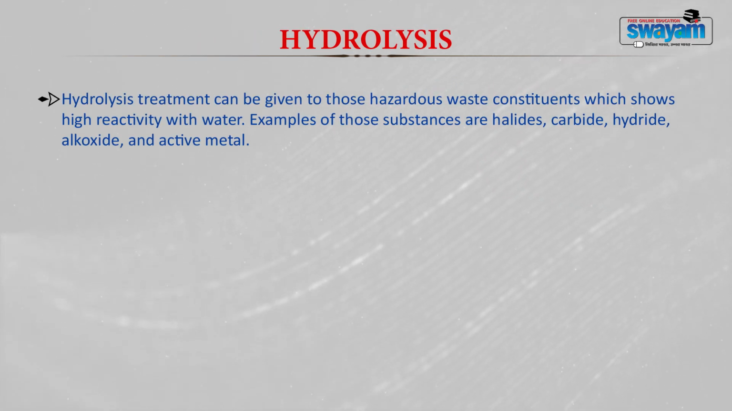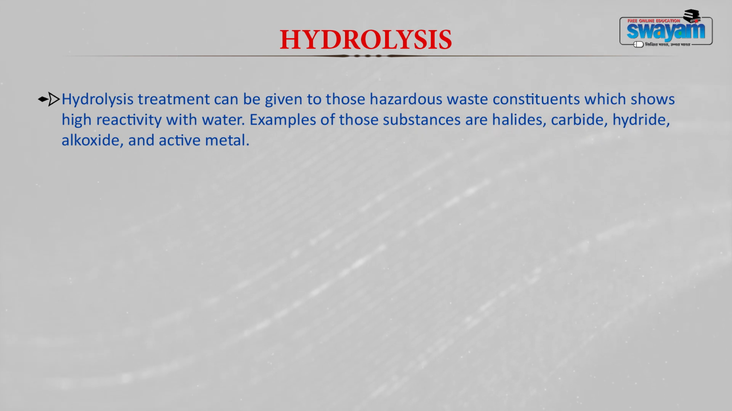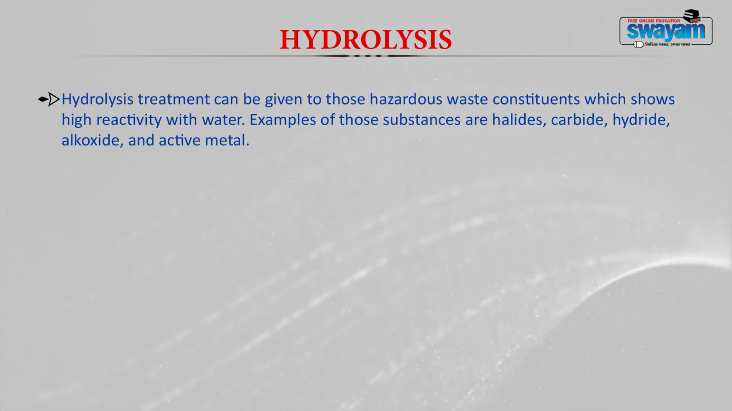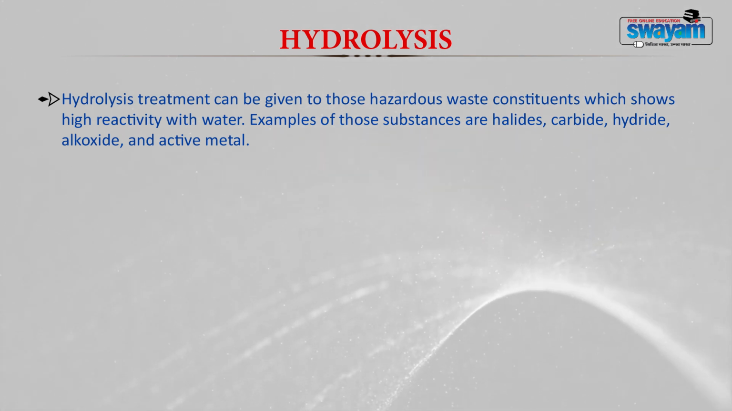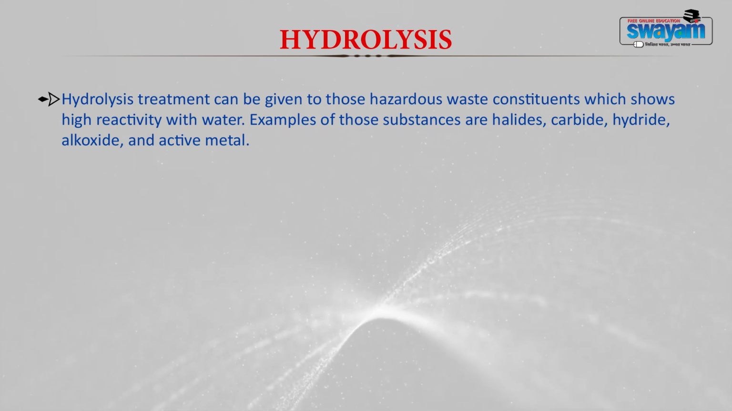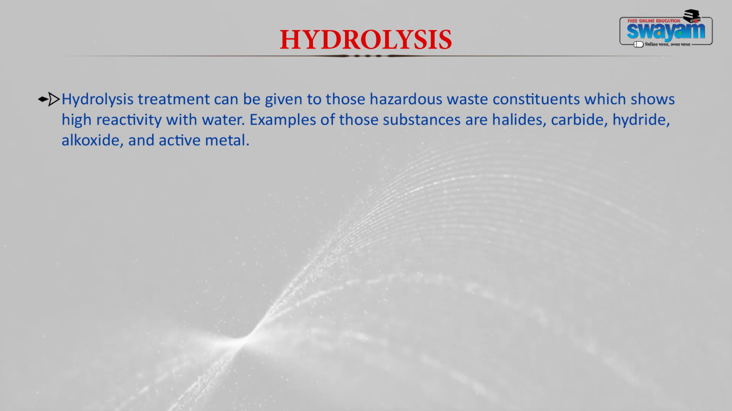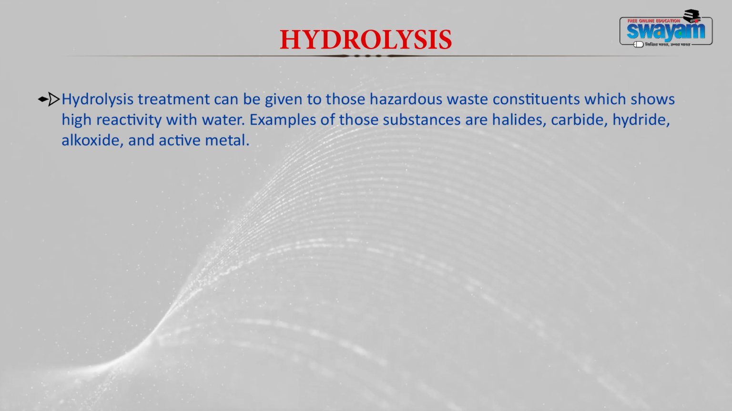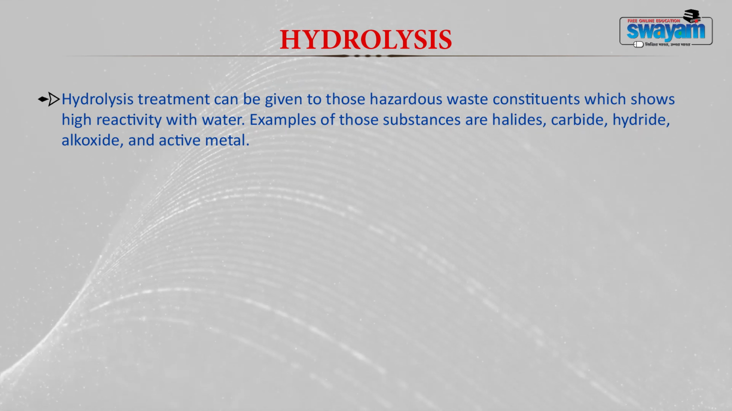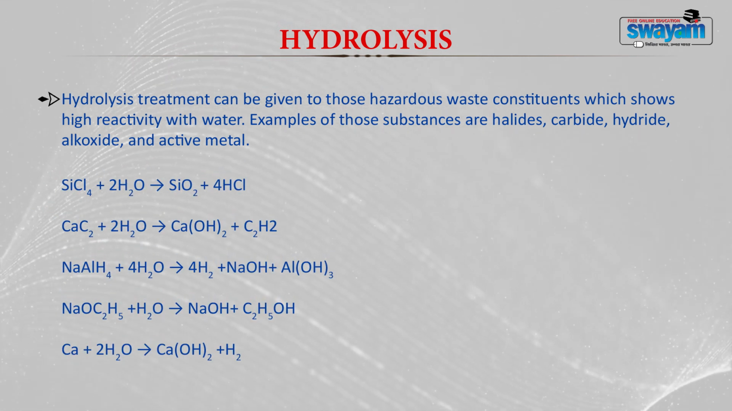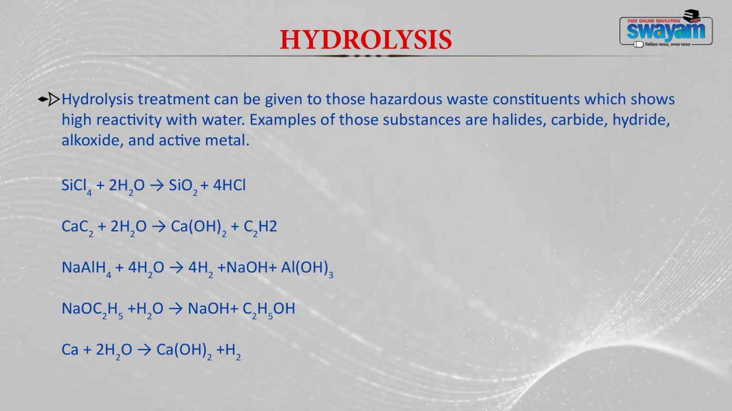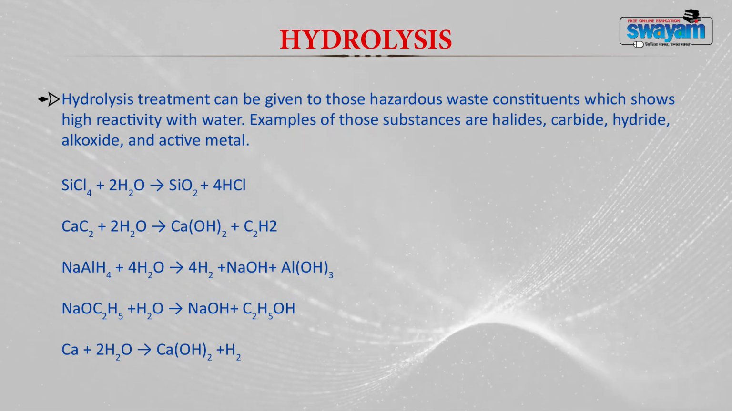The next process is hydrolysis. Now, hydrolysis treatment can be given to those hazardous waste constituents which show really high reactivity with water. Examples can be your halides, carbides, hydrides, alkoxides and other active metals. Now, examples are given in terms of equations, where SiCl4 plus 2H2O gives SiO2 plus 4HCl.